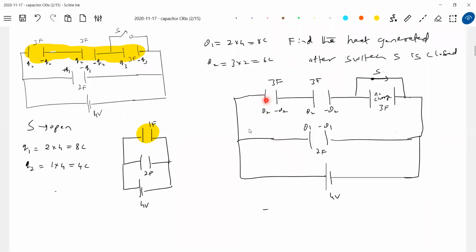Okay, let's take this particular branch. What was the earlier charge? 4 coulomb. Now how much is it? 6 coulomb is there. So some 2 coulomb charge should have entered. So I'll call it Q naught. Take help of this one plate. That will be sufficient to trace out the charge.